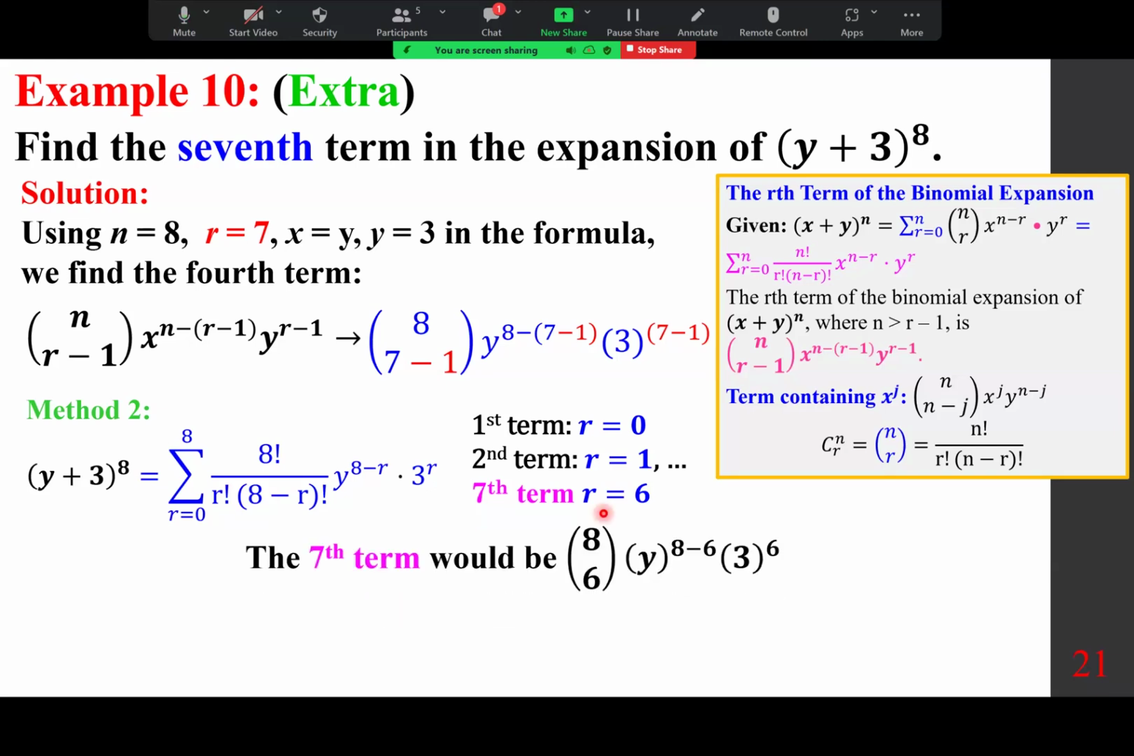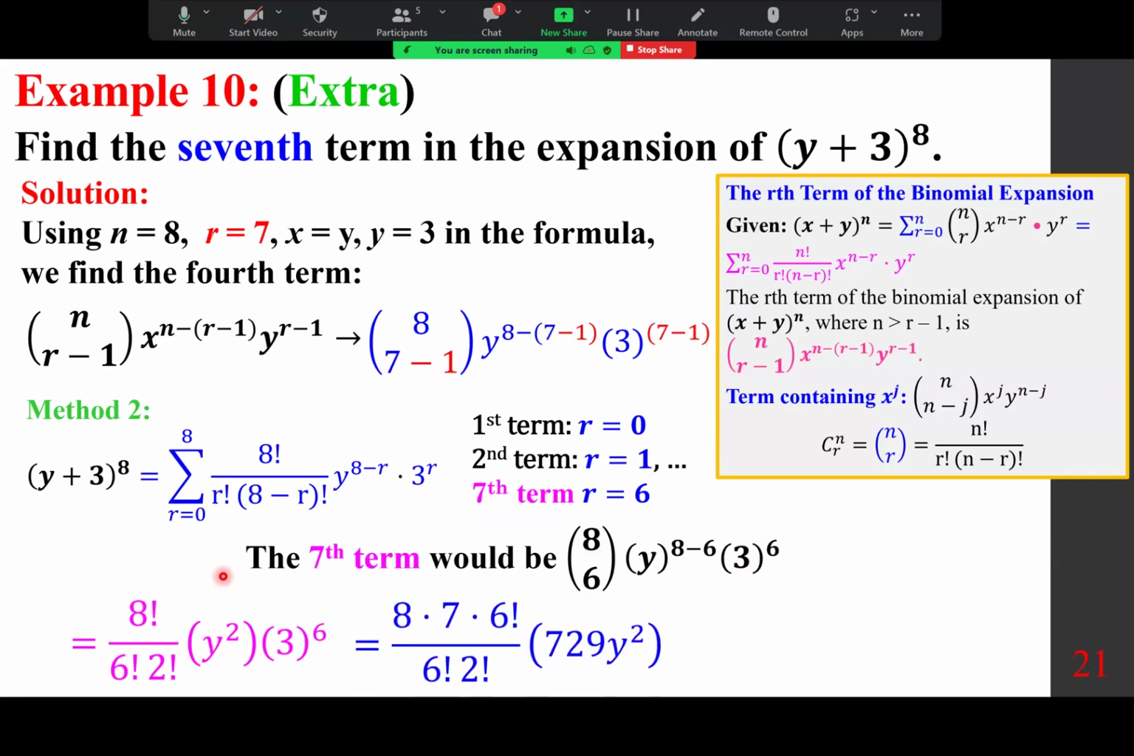And so (8 choose 6), y to the power of 8 minus 6, 3 to the power of 6. And you write 8 factorial over 6 factorial times 2 factorial. This is 8 times 7 times 6 factorial. These two cancel each other, and this cancels out. This one gives you 4. And now when you do the math, their product with 729 becomes 20,412 y squared as the final answer.